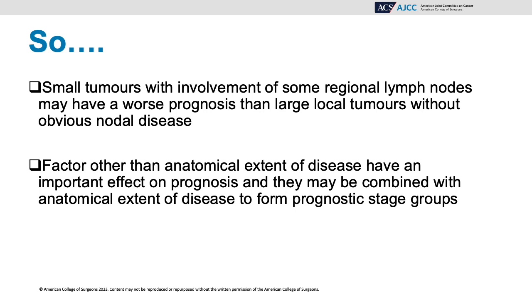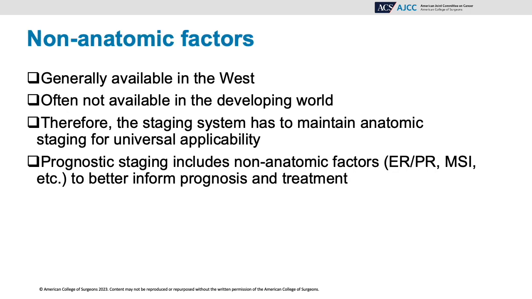And very importantly and more current, factors other than anatomic extent of disease have an important effect on prognosis, and they may be combined with anatomic extent of disease to form what are called prognostic stage groups. Non-anatomic factors are generally available in the West, often not available in the developing world. Therefore, the staging system that we use has to maintain the anatomic staging so it can be applied universally around the planet. Prognostic staging includes non-anatomic factors like ER, PR, microsatellite instability, and others that better inform prognosis and treatment by telling us more about the biology of the tumor.